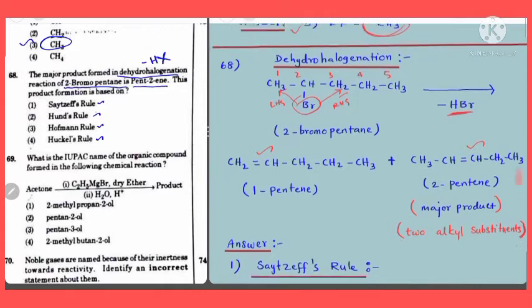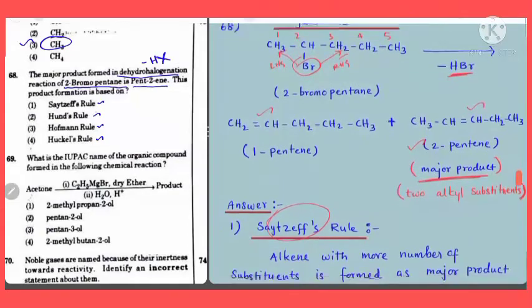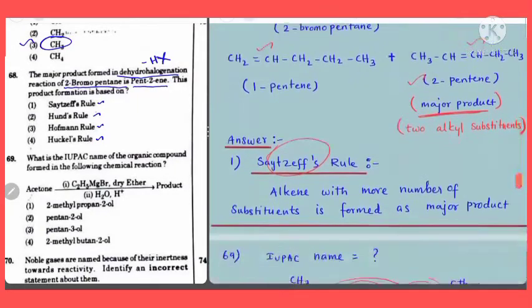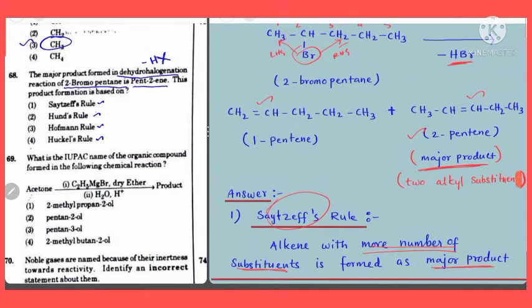Right. Now it is given in the question that 2-pentene is formed as the major product. In the sense, this reaction follows Saytzeff's rule. What is Saytzeff's rule? When an alkene is formed in a reaction by dehydrohalogenation, the alkene which has more substitution is formed as the major product. Now look at this. It is given that 2-pentene is formed as the major product.